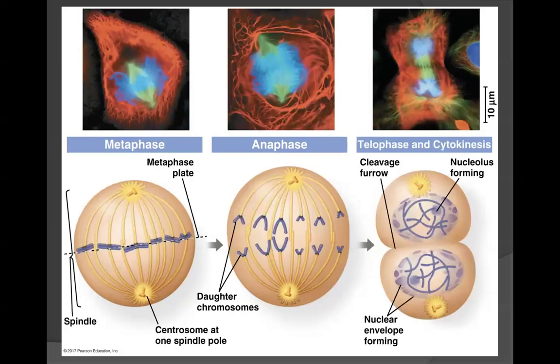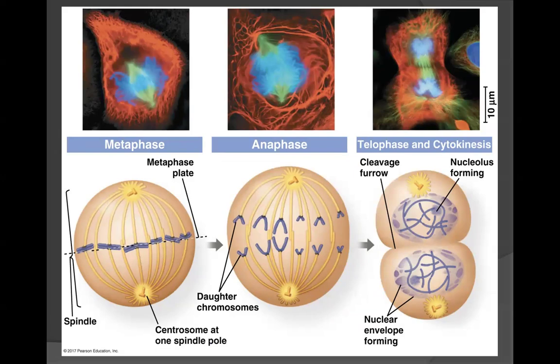We can see at metaphase that the nuclear envelope is fully dissolved. We also have the fully formed spindle fibers, which means that the microtubules that extend from each centrosome are going to be fully formed. As a result, the chromosomes are going to line up on the center of the metaphase plate.